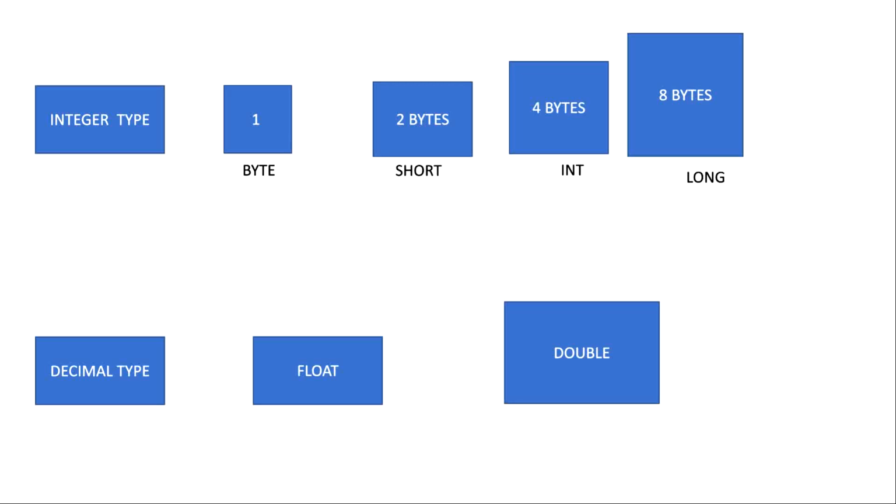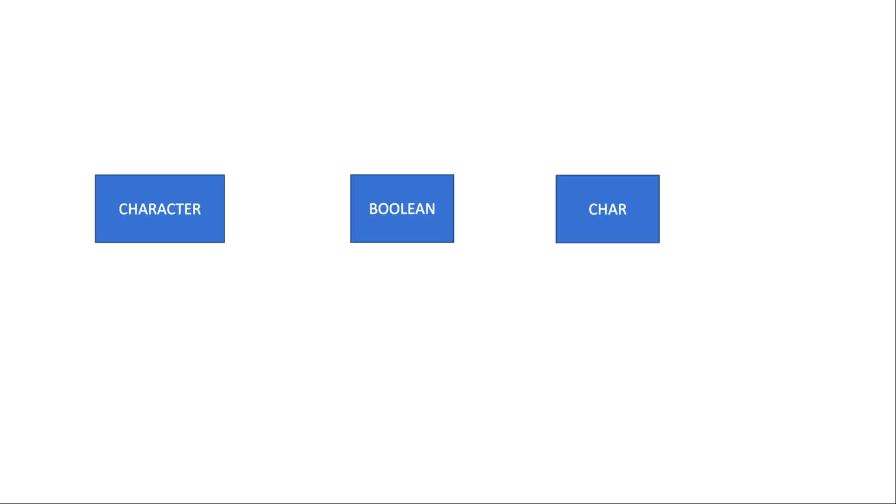If we look at the decimal type, we have float and double. Decimal type is nothing but any numbers like 17.5, 18.35, or for example pi, 3.1428. Such kind of numbers you can store in the decimal type. When we look at the character type, we have boolean and char. In boolean, we can store only two values, that is true or false, and in char we can store any one character. We'll look at this character type once we open the Eclipse IDE.